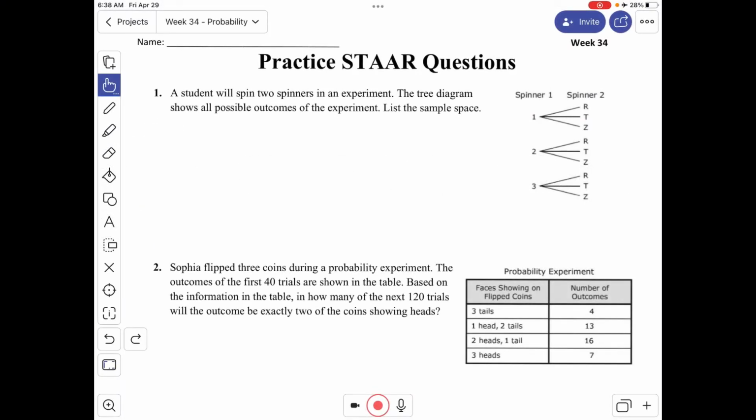Practice STAAR questions for probability. I'm going to give you a few hints on each problem, but I am not going to give you the answers. Number 1, a student will spin 2 spinners in an experiment.